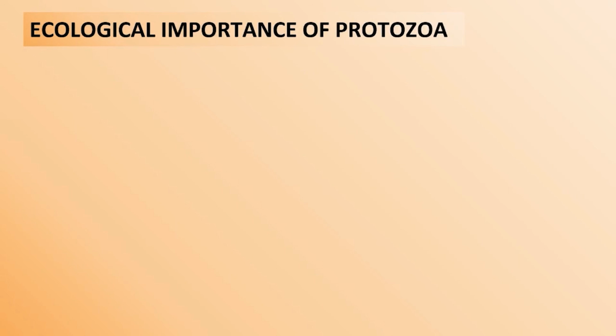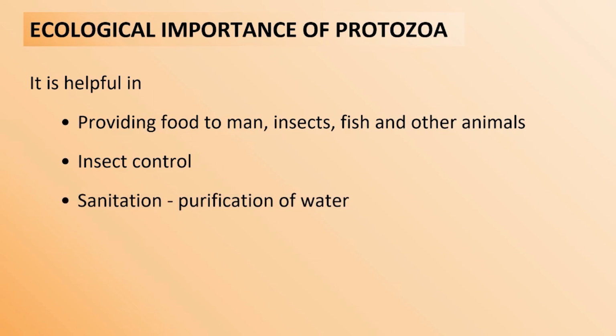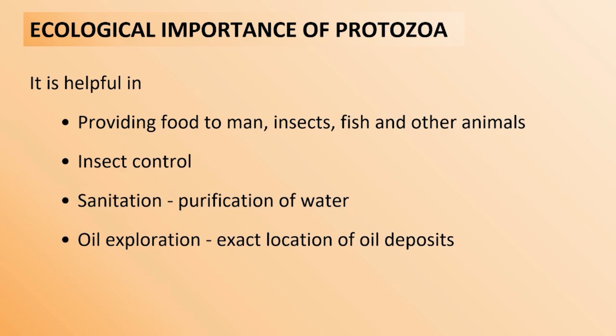Ecological importance of phylum Protozoa. The protozoans are helpful in providing food to man, insects, fish, and other animals. They act as insect control. They help in sanitation by the purification of water. In oil exploration, exact locations of oil deposits are identified with the help of these protozoans. The protozoans are used in scientific study in laboratories.